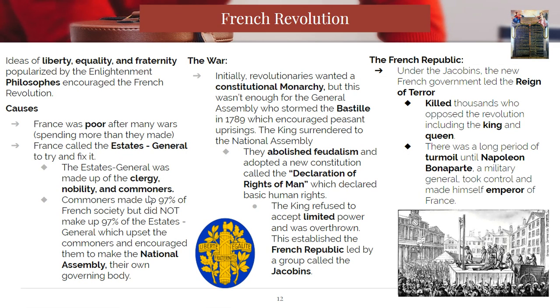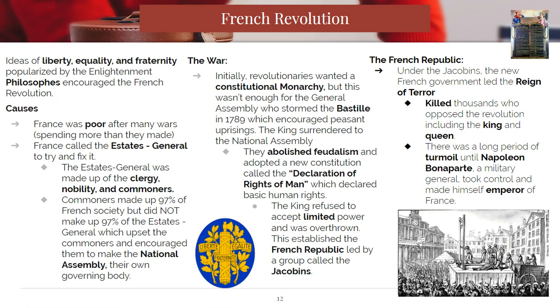But this time what was different is the commoners finally said enough, and they took what was called the Tennis Court Oath. There was a tennis court across the street from the General Assembly, and they said, we're not disbanding, and it turns violent. They stormed the Bastille. The Bastille was a prison, but more importantly, it was a fortress of ammunition. The French people get weapons and ammunition. They rip down the Bastille brick by brick. They kill the warden. I think there were only 4 or 5 prisoners in the Bastille that they released.